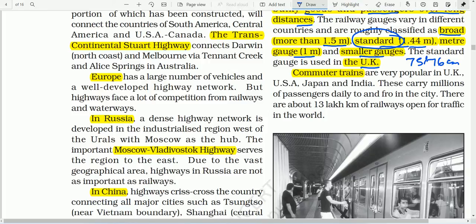Let us continue. Commuter trains are very popular in UK, USA, Japan, and India. So what do you mean by commuter train? Actually, commuter train is a passenger train that is ridden primarily by passengers who travel regularly from one place to another. That is known as commuter train, mainly for the passengers. Then who is a commuter? Can you tell me who is a commuter?